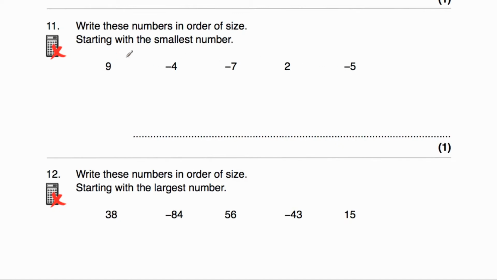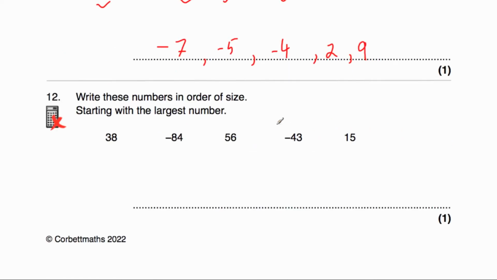So the smallest number, we've got positive and negative. So let's start off with the lowest one. So the lowest one's going to be -7. Then -5. Then -4. So they're the negative numbers. Then we've got 2 and 9. So 2 and 9. Okay, question 12.